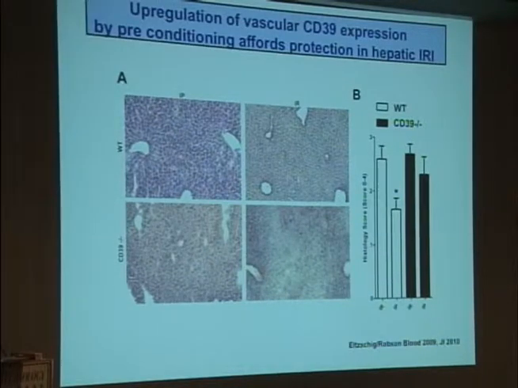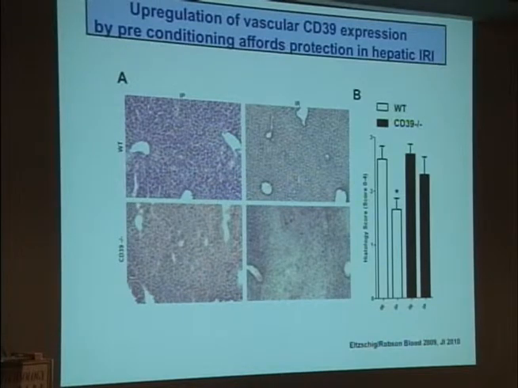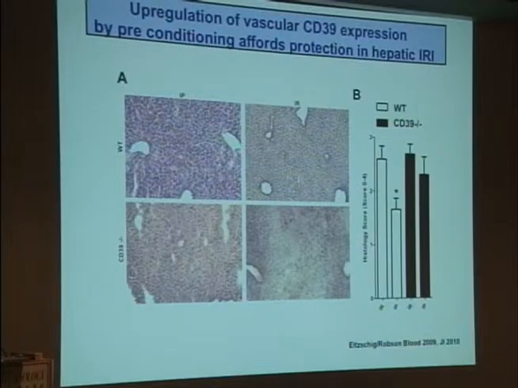You can either protect the CD39 by preventing oxidative stress, or you can upregulate it by preconditioning, or you can do a transgenic. If you're looking at a xenotransplant, you can make it transgenic. You've got a very high level which allows the graft to be protected.